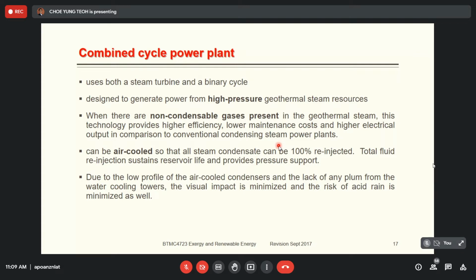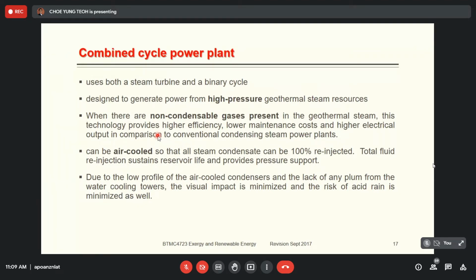Based on this, we can decide which type of system we want to use, which type of cycle we want to use. Okay. When there are non-condensable gases present in the geothermal steam, this technology provides higher efficiency, lower maintenance cost, and higher electrical output in comparison to a conventional condensing steam power plant. Okay, for the conventional condensing steam power plant, these non-condensable gases are actually very harmful to the system. Not to say harmful, they will reduce power output.